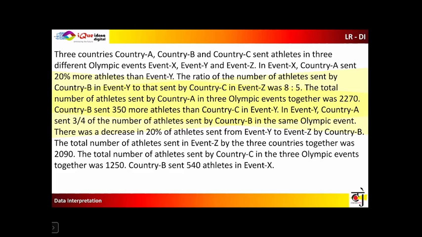Sir, this statement, there was a decrease in 20% of athletes, could give me the total in Y. There was a decrease in 20% of athletes sent from Y to Z by country B. That is 20% less than Y. So I could get that, and then accordingly I already have these two totals. So I could get this one. But I can't figure out how to represent it. Check.